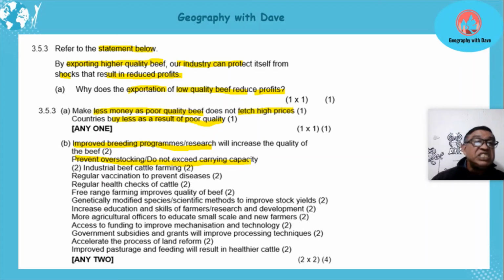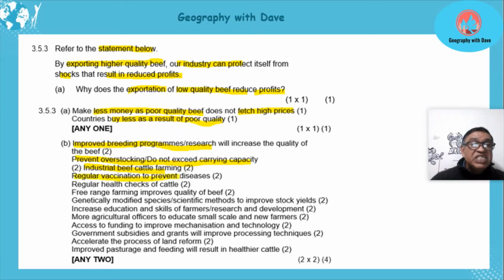These are measures that can be introduced in terms of protecting or improving the beef industry. My apologies here for not having the question. I do apologize, learners, but it is about ways of improving the beef industry. Can you see it? And of course, reducing things like death rate, etc. Can you see here? Industrial beef cattle farming.